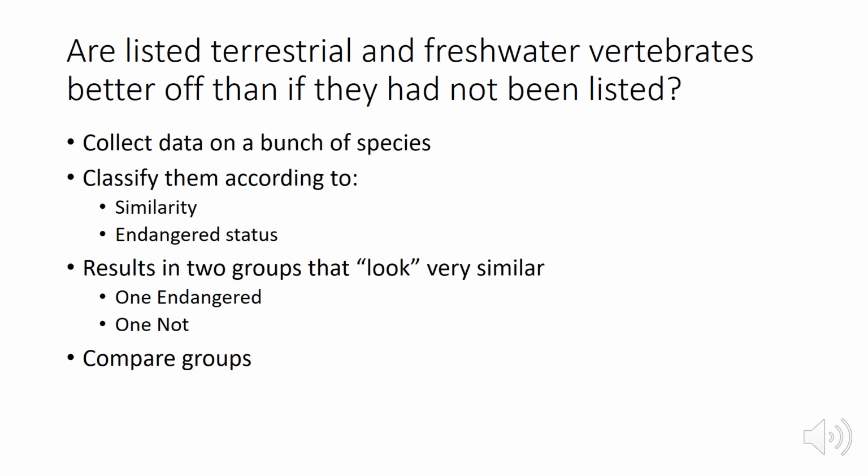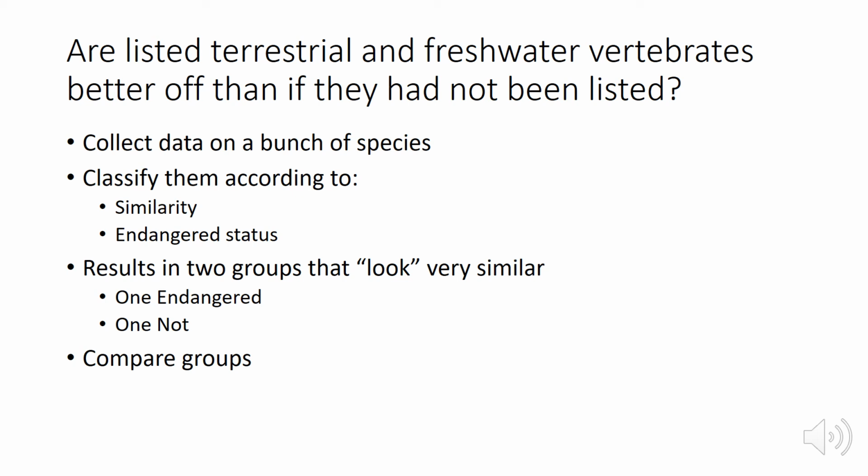The basic idea here is we want to collect data on a bunch of different species and classify them according to how similar they are. From there, we calculate a propensity score. How likely are they to be listed as endangered? And we can also look at whether or not they're on the list.